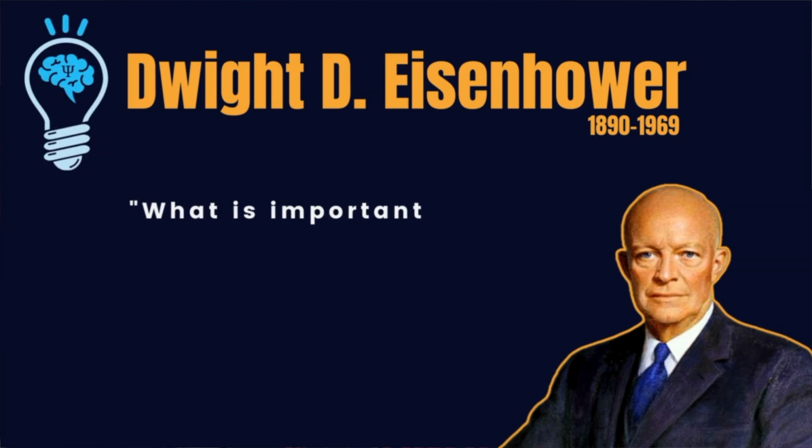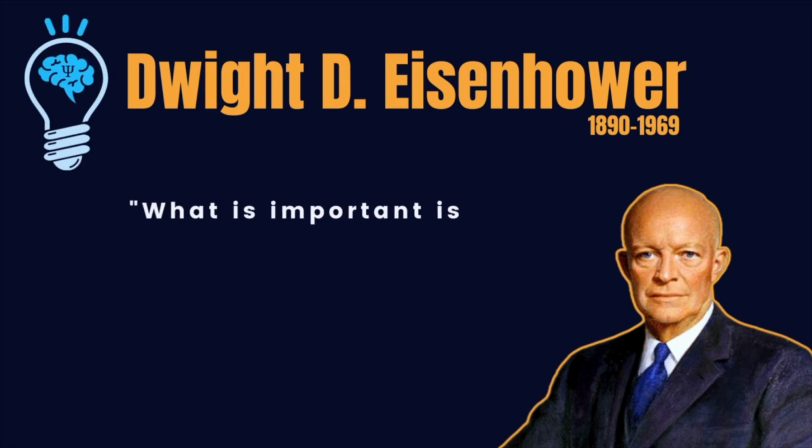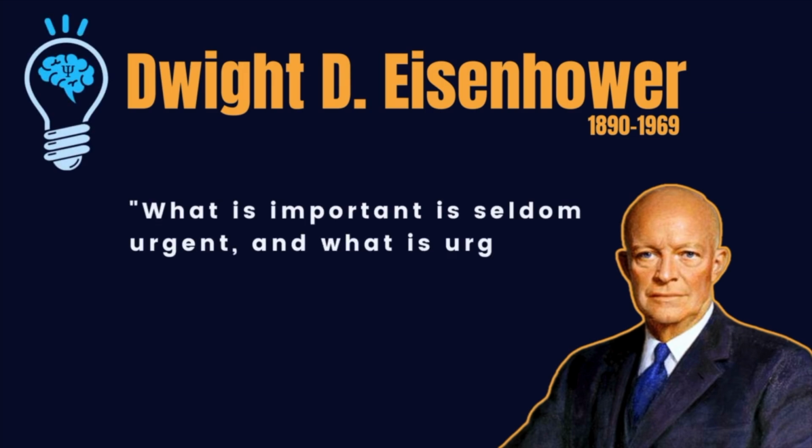So today I'm going to talk about the Eisenhower Matrix, and this essentially prioritizes your tasks based on two things: urgency and importance. Now, it's named the Eisenhower Matrix because it was popularized by the 34th President of the United States, Dwight D. Eisenhower, who famously said, "What is important is seldom urgent, and what is urgent is seldom important."